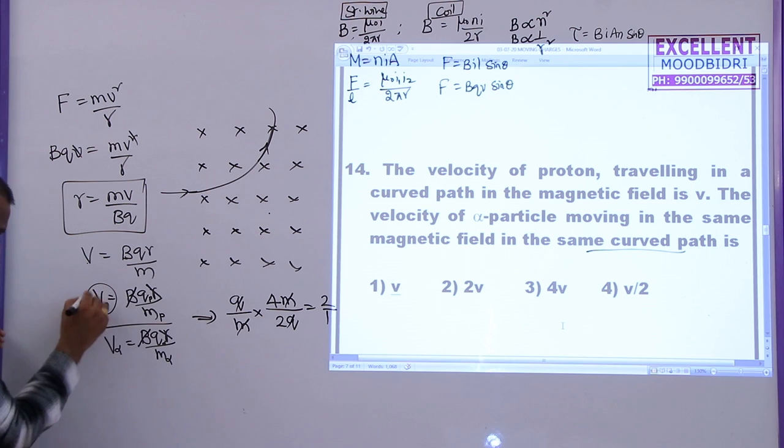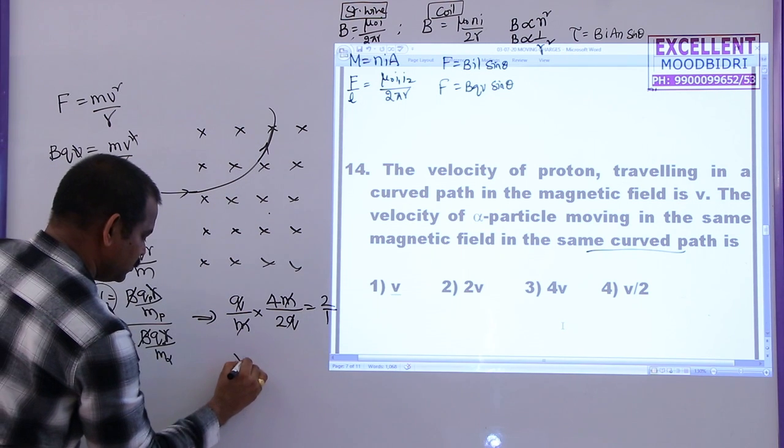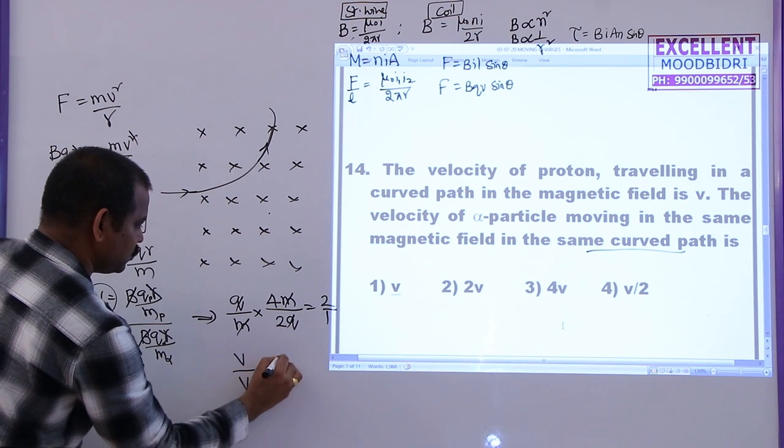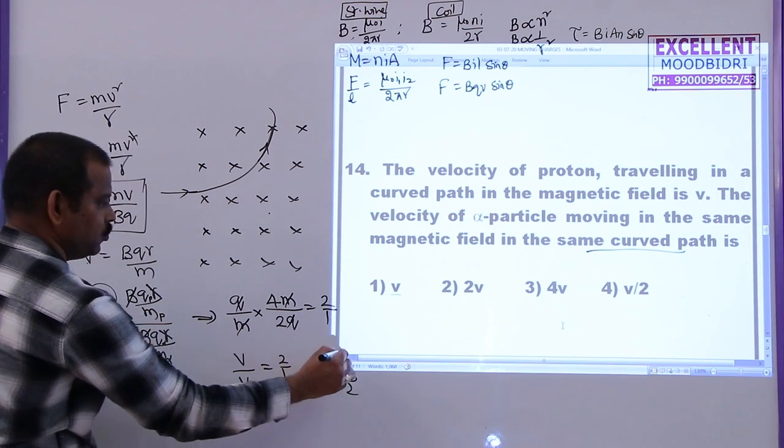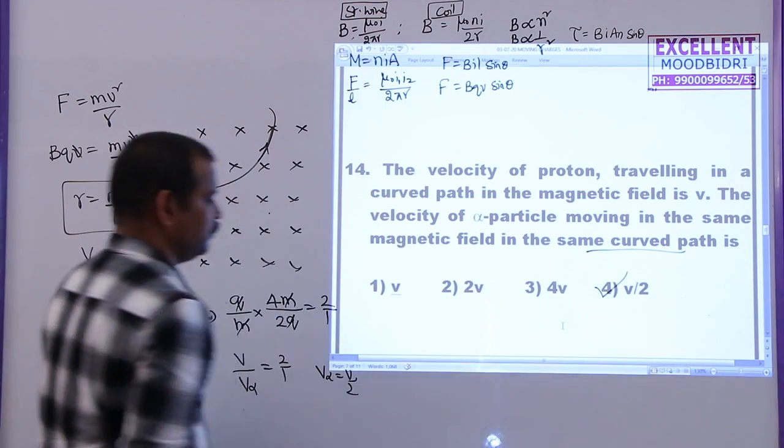The velocity of the proton in this problem is given as V. So V by V alpha is equal to 2 by 1. So V alpha is equal to V by 2. So option 4 is correct.